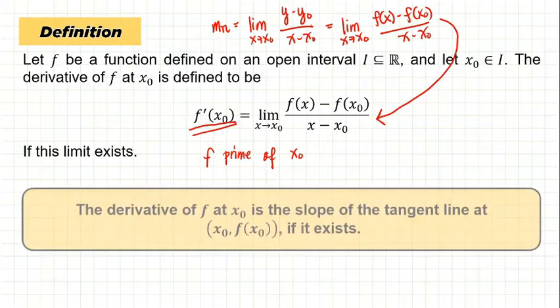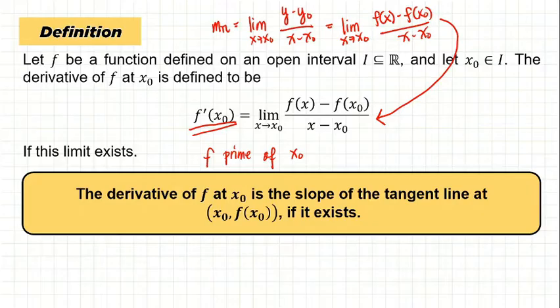That's why we say that the derivative of f at x sub o is the slope of the tangent line at x sub o, f of x sub o, if it exists. Therefore, again, if you are solving for the derivative, you are just solving for the slope of the tangent line. Therefore, for the following problems, we will not have much difficulty because you already know how to solve the slope of the tangent line. Okay? Only the new notation is added, which is f prime of x sub o, or the derivative of f at x sub o.